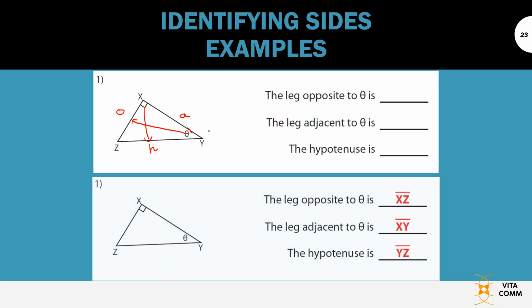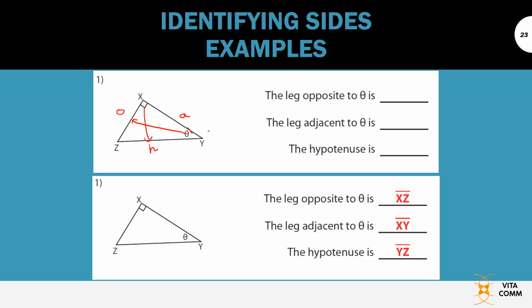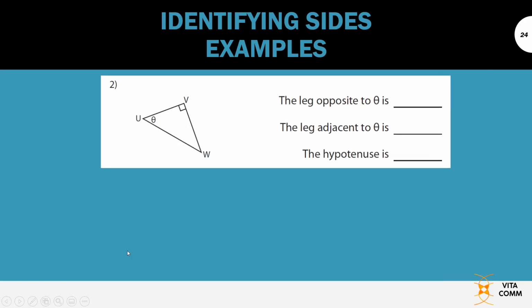Let's check the answers. So, the leg opposite to theta is, like we saw here, XZ. Now, the leg adjacent to theta is XY. You can see it here, right? And the hypotenuse is the one that is always opposite the right angle, and it's YZ or ZY. Let's move on to the next one.